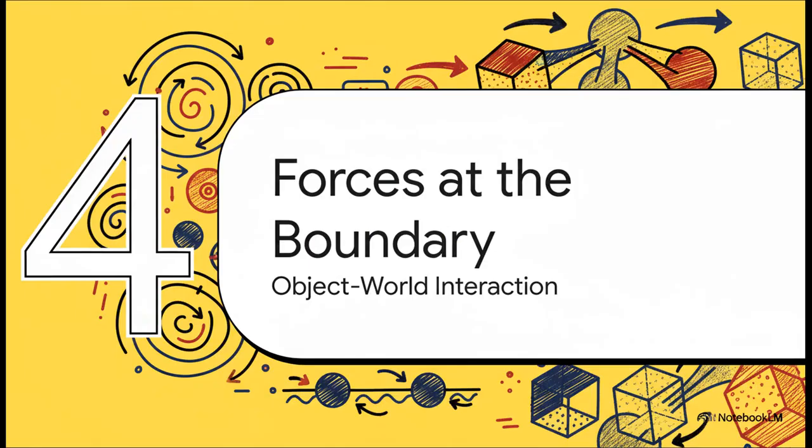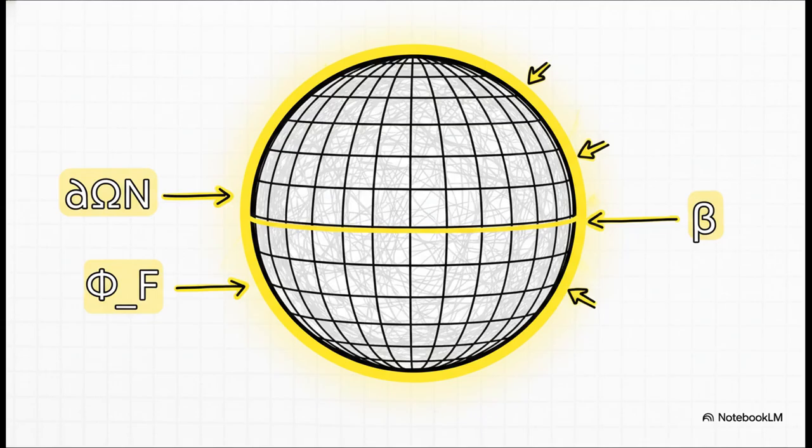So, we've set up the rules for what happens deep inside a material. But what about the outside? How does an object actually interact with everything around it? That's what we're going to dig into next. This framework doesn't just stop at the surface. It has a lot to say about what happens right there, at the boundary.